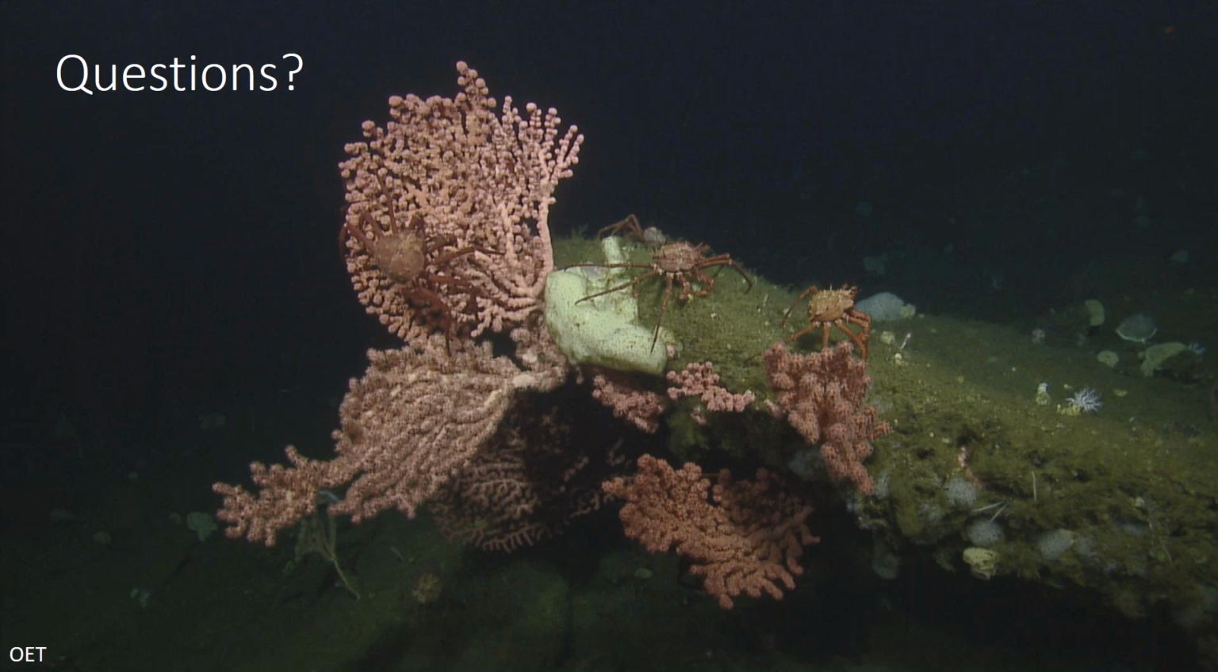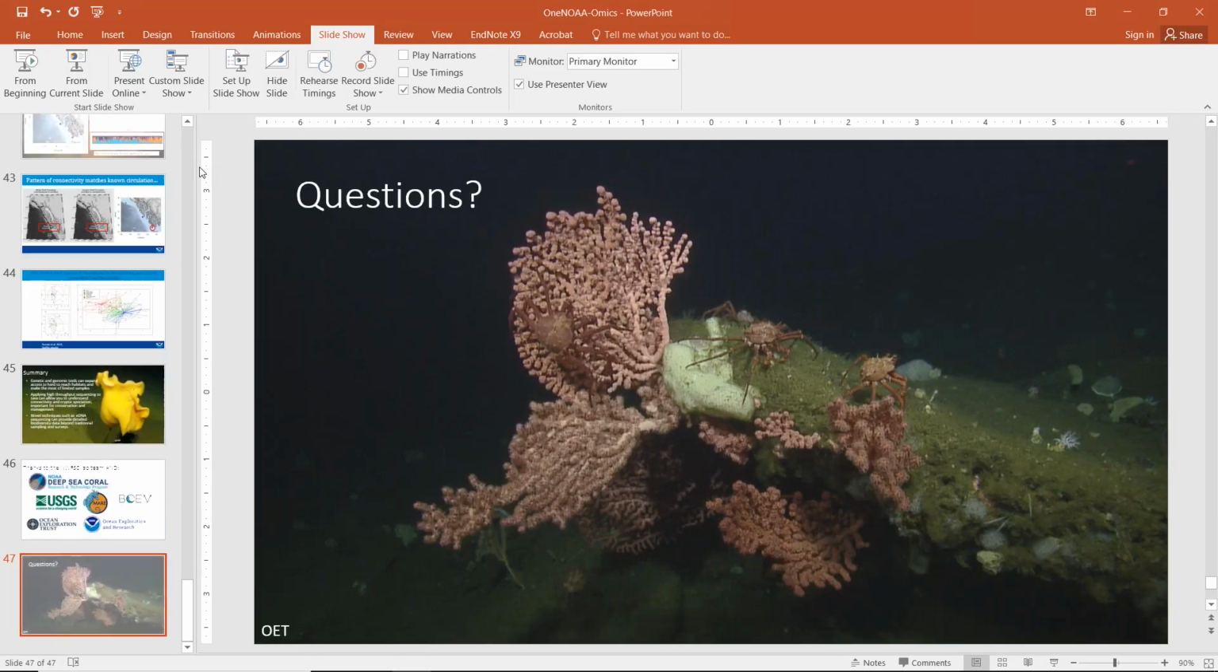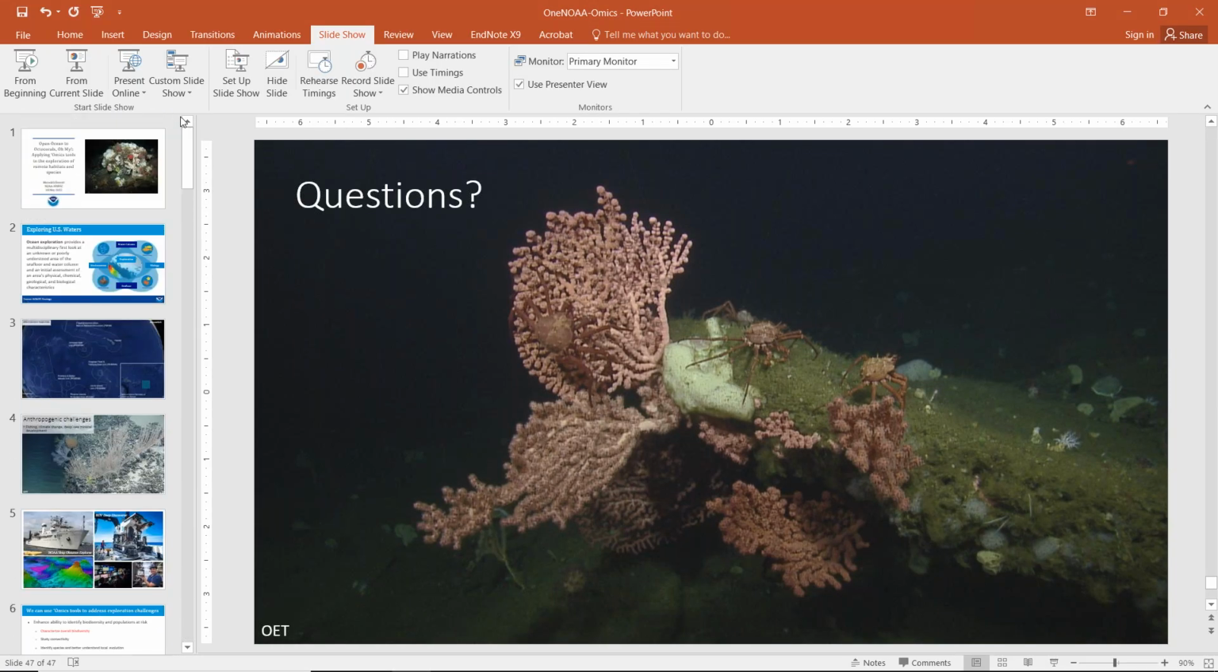Excellent. Thank you so much, Meredith. Our next question comes from Tom. There are often population differences in corals between different depths. This did not seem to be the case with P. pacifica.